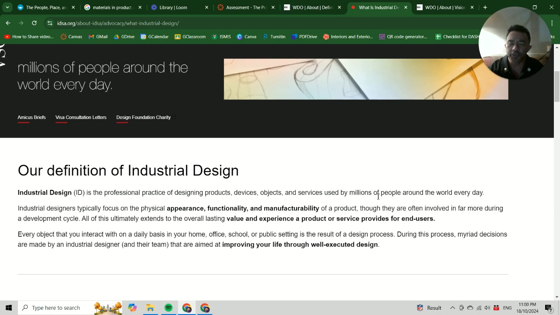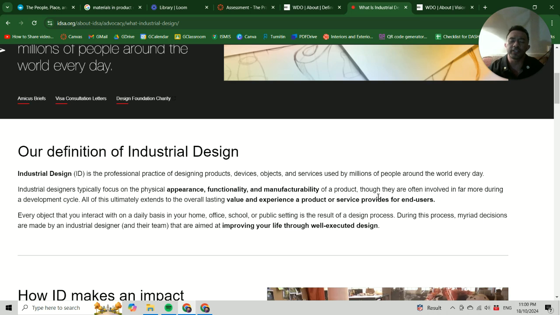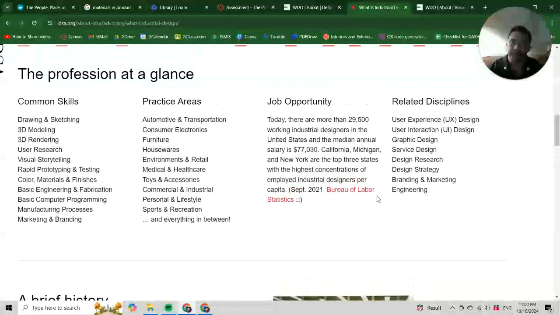All of this ultimately extends to the overall lasting value and experience of a product or service that provides for end users. So, an object you interact with on a daily basis, either in your home or in your office or school or public setting, is a result of a design process. During this process, a myriad of decisions are made by an industrial designer and their team and are aimed at improving your life through well executed design.